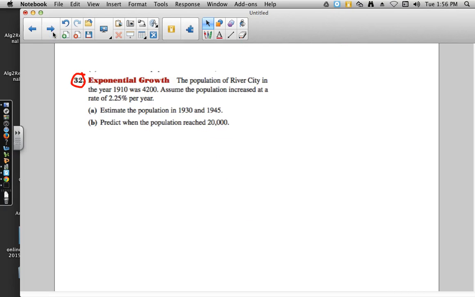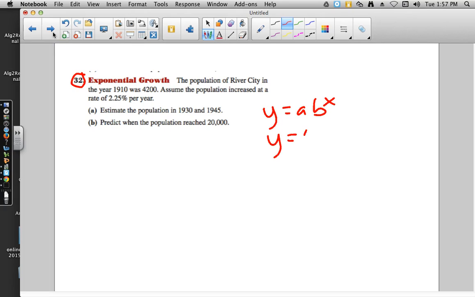Then, number 32, back to exponential growth again. This says the population of River City in the year 1910 was 4,200. So, thinking about that exponential growth, assume the population increased at a rate of 2.25% per year. So, it started at 4,200, and then we need our little 1 plus r. But our interest rate, remember, we have to move that decimal 2 places over. And so when we add 1 to that, we're going to get 1.0225. So there's our model.